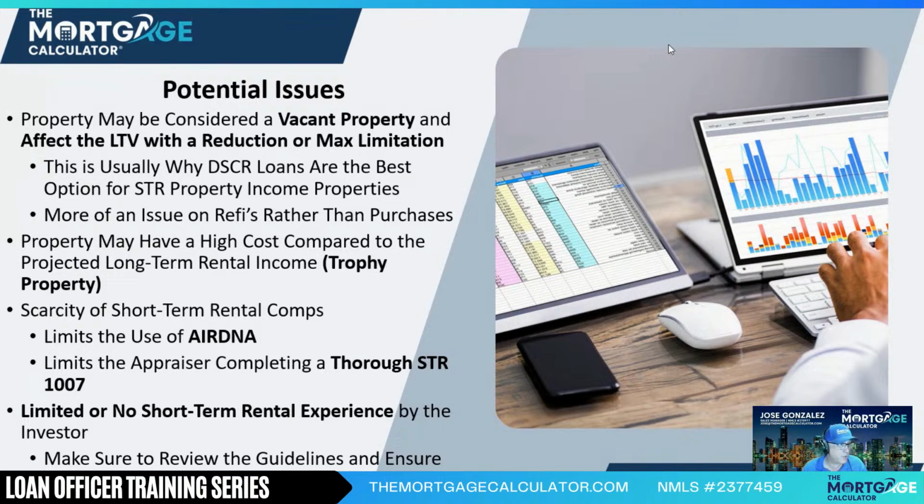But scarcity of short-term rental comps is going to limit the use of AirDNA, and limits the appraiser completing a thorough 1007 with short-term rental property comps, right? So that's definitely going to affect us. And then at that point, if there aren't any short-term rental revenue reports or bank statements from the seller, then you're going to be stuck with using long-term rent, right?